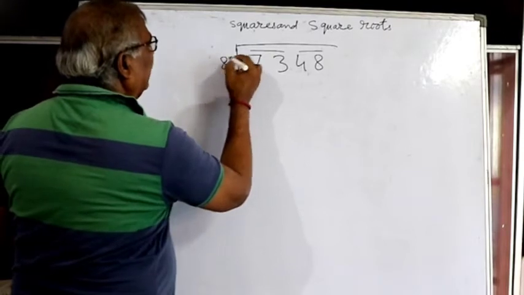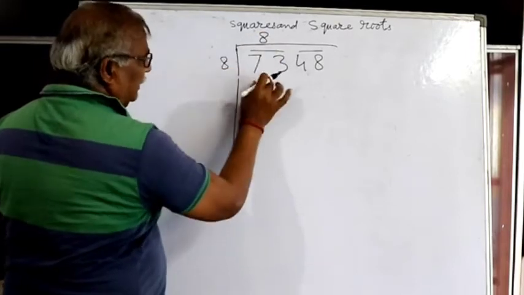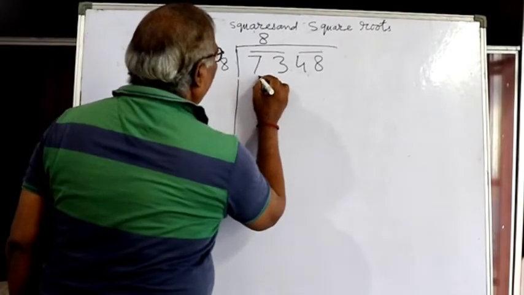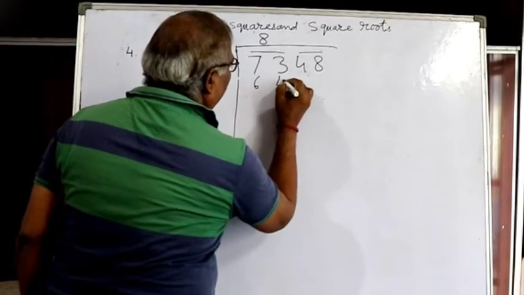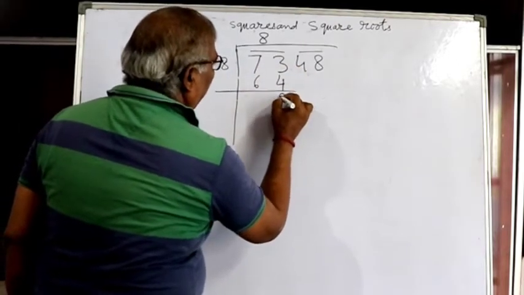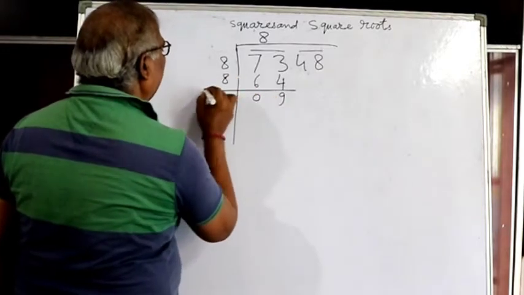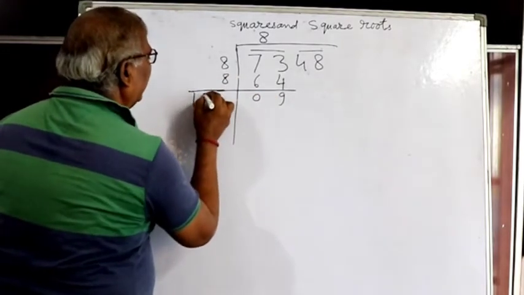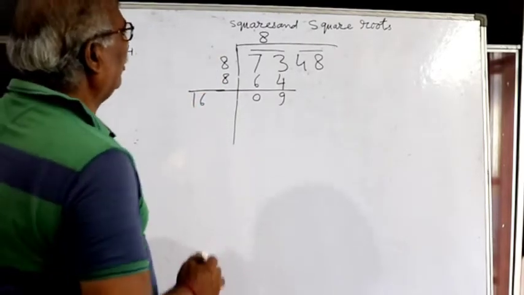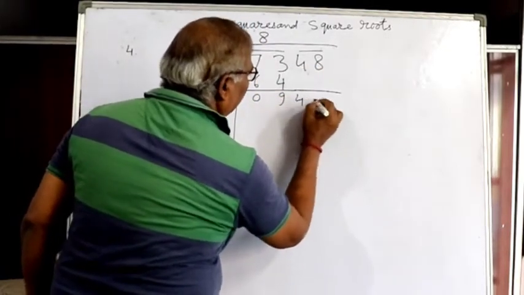Now 8 into 8 is equal to 64. It goes 8 times. Now we will multiply 8 into 8, we get 64. Now 73 minus 64 is equal to 9. Write down here 8 and add this. We find 8 plus 8 is equal to 16. Now bring down another pair of 48 here.